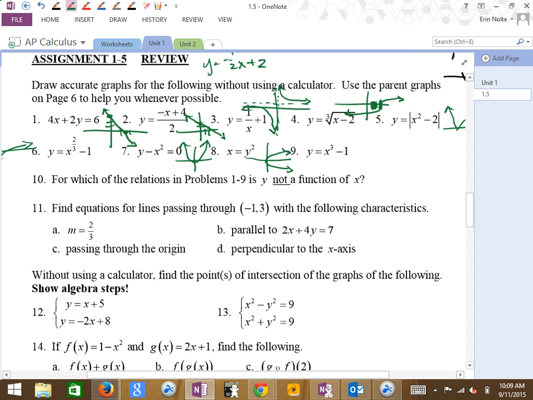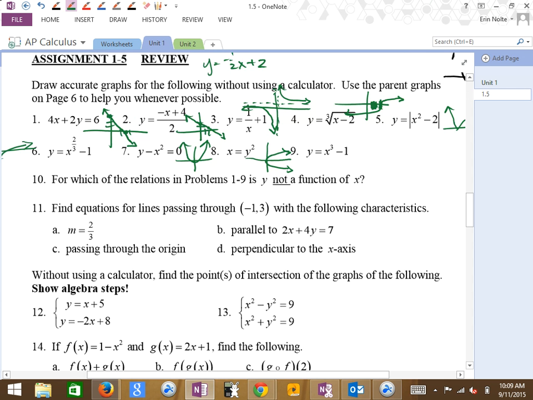Okay. What's number 10? Number 10 is which one is not a function? So which one does not pass the vertical line test? 9. 8. I mean 8. Yeah, only 8. I only have a question about number 4. Number 3 is technically a function. It does pass the vertical line test.